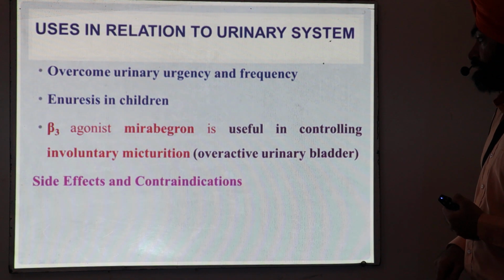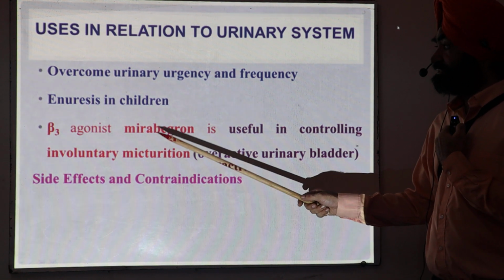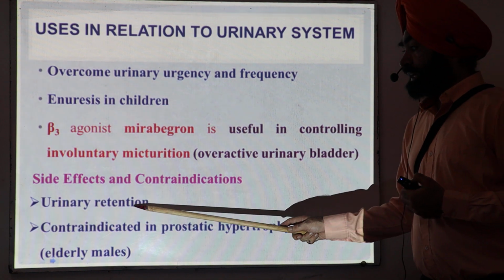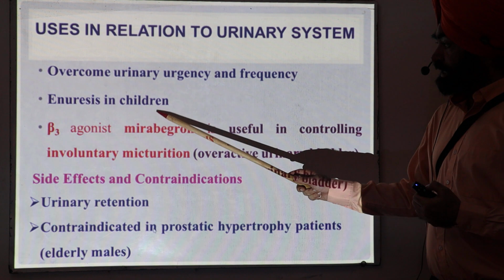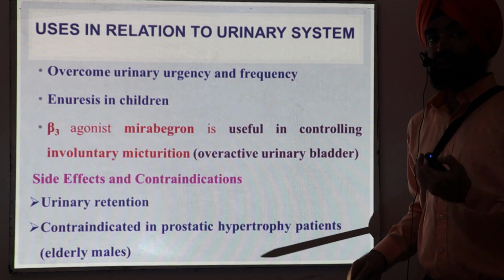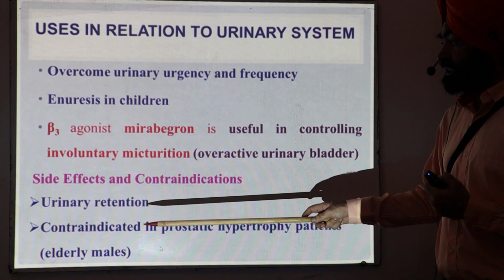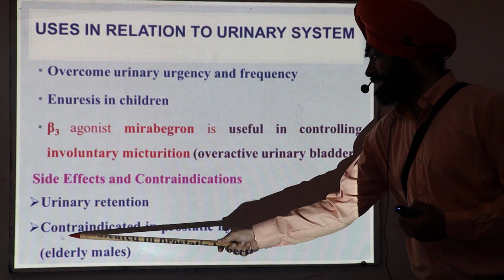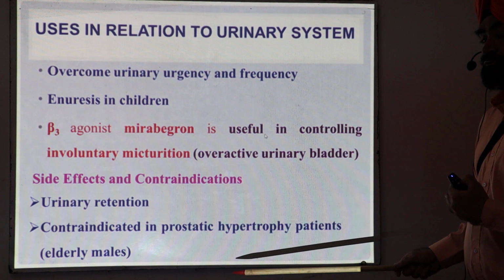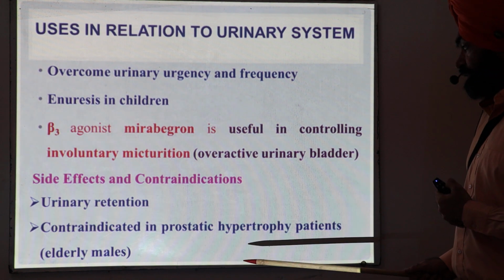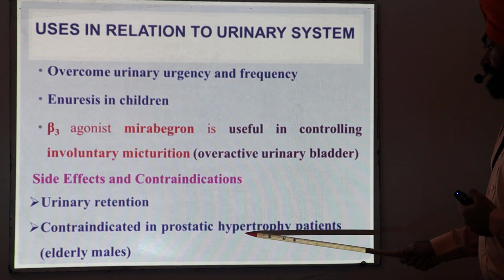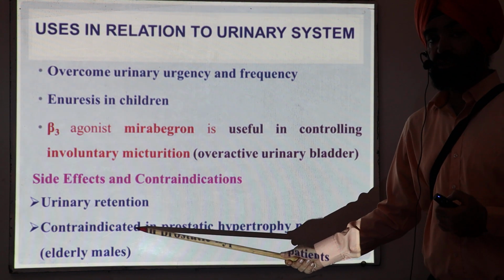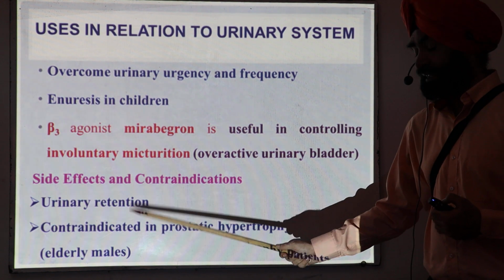But what are the side effects if you give these kinds of drugs? Urinary retention will take place. It is useful if the person is having automatic urination, but in a person with normal urination, it will lead to urinary retention. Particularly, it is contraindicated when the person has difficulty expelling urine, particularly prostatic hypertrophy patients, elderly males, in which there is retention of urine. So these drugs are contraindicated in these kinds of patients.